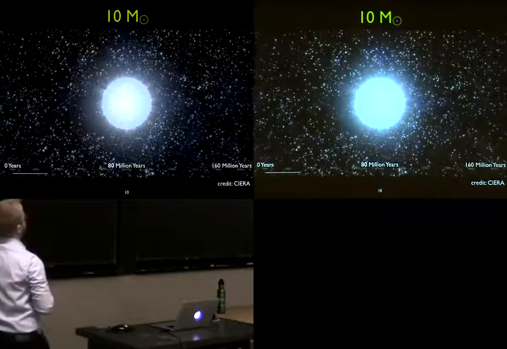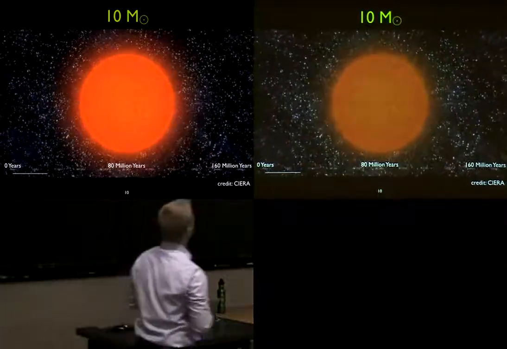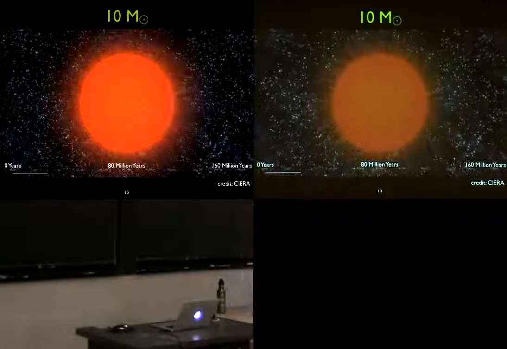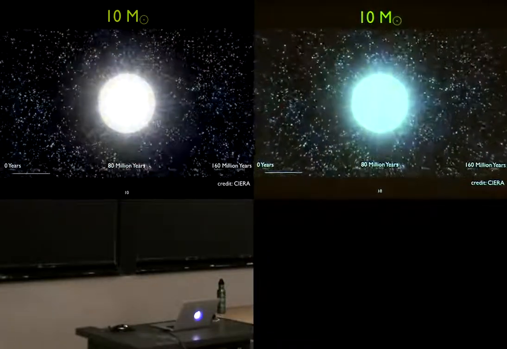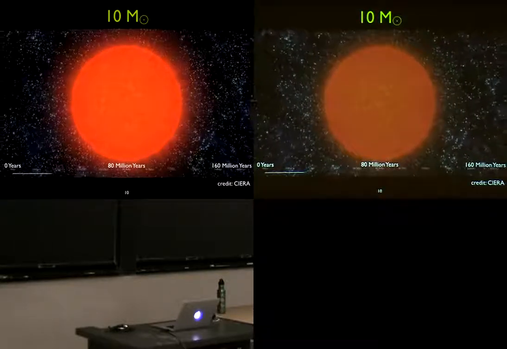So right now we're just getting to about 30 million years. It just got really big. It's about 400 solar radii. Smaller, smaller yet. Going all over the place.